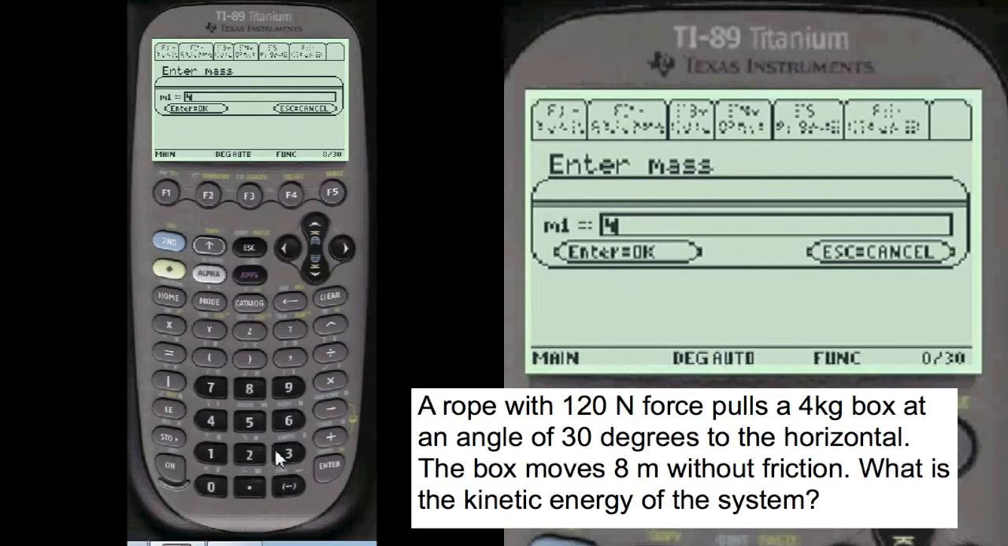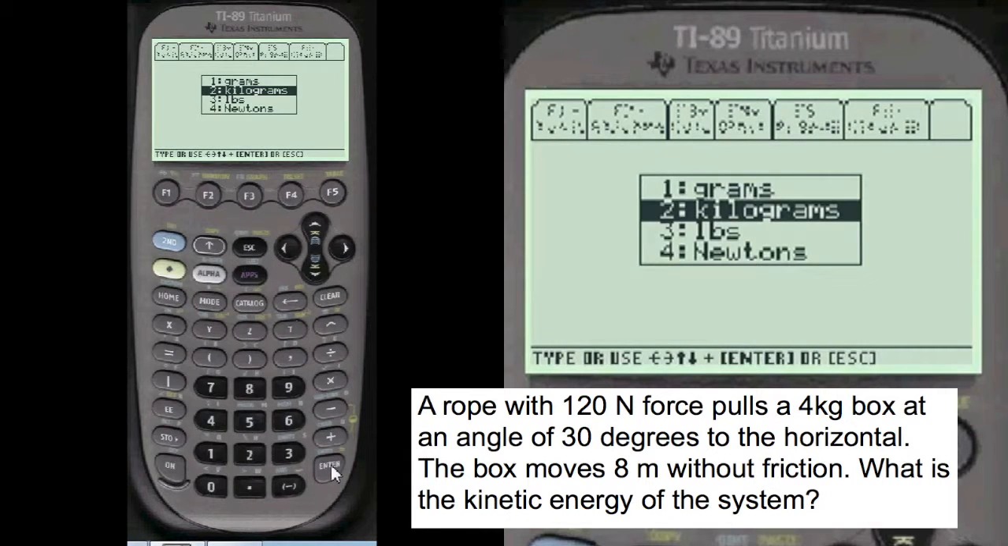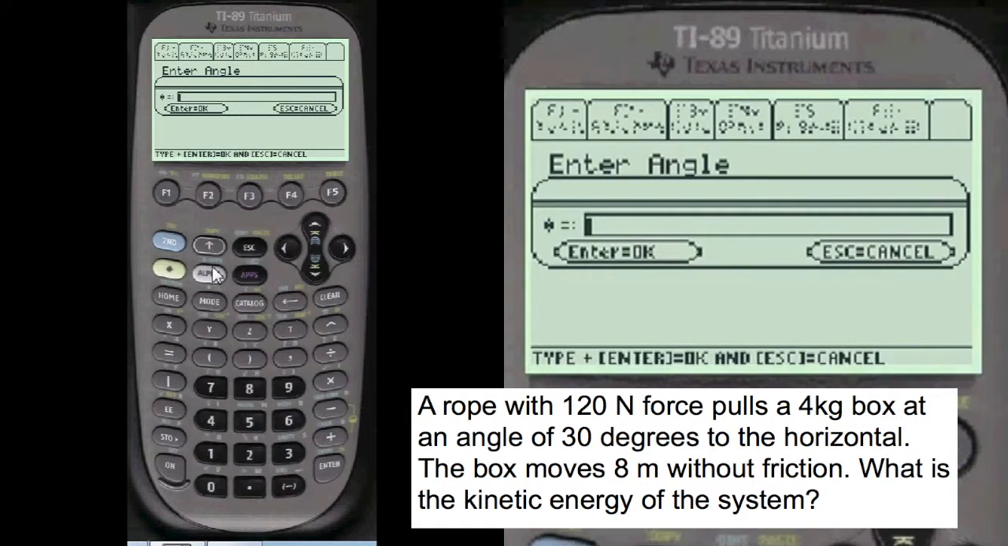Alpha, 4 kilograms. In case they give you pounds or newtons or grams, I do the conversions. You have to convert everything to meters. I show you how to do that, so you can write that on your paper also.